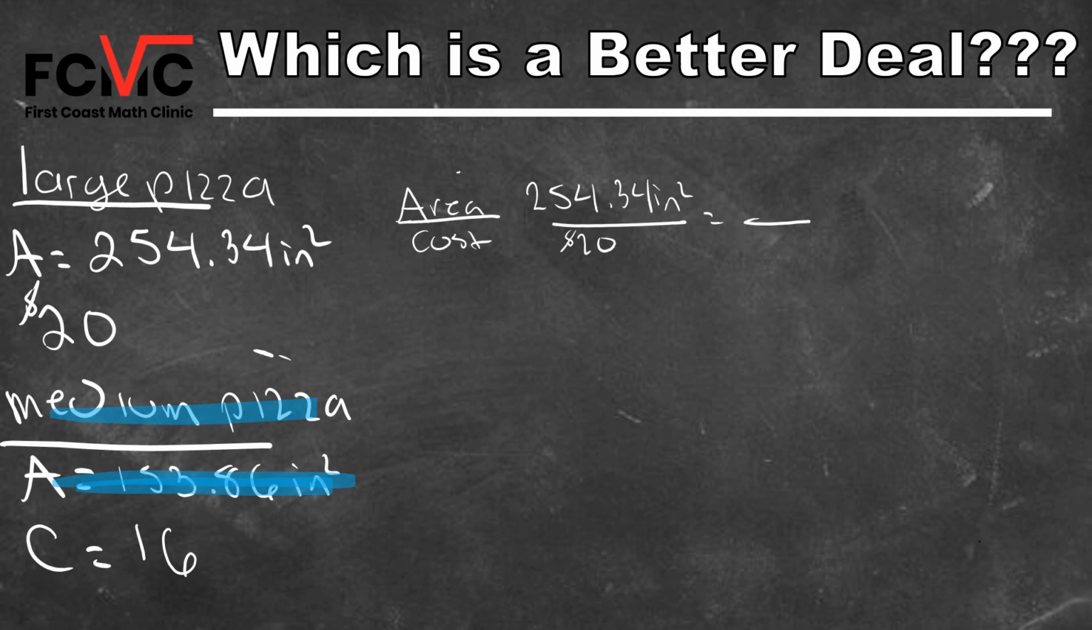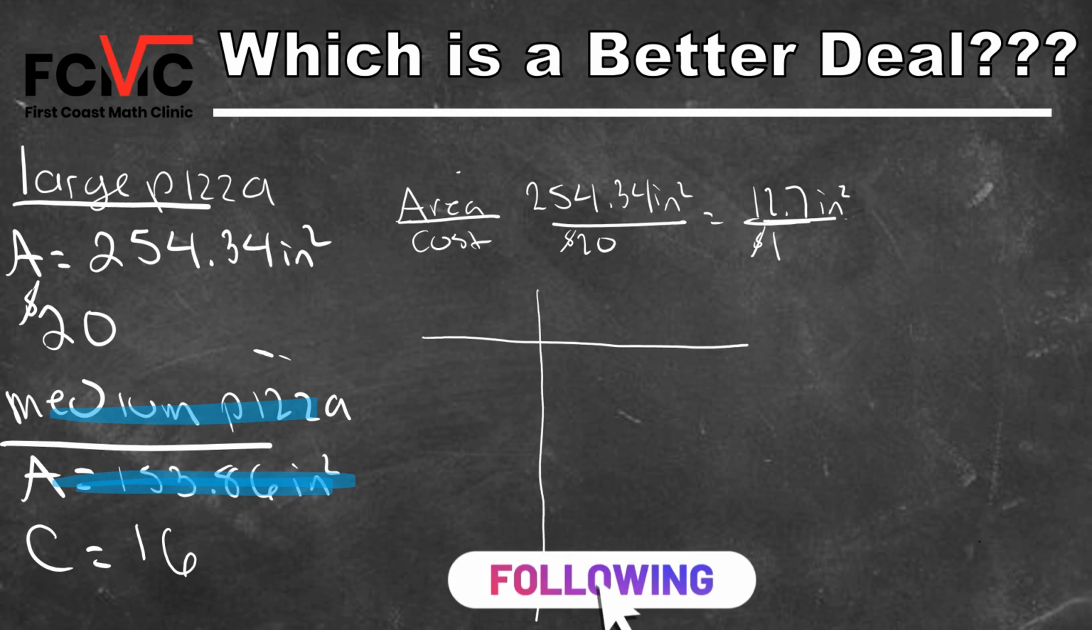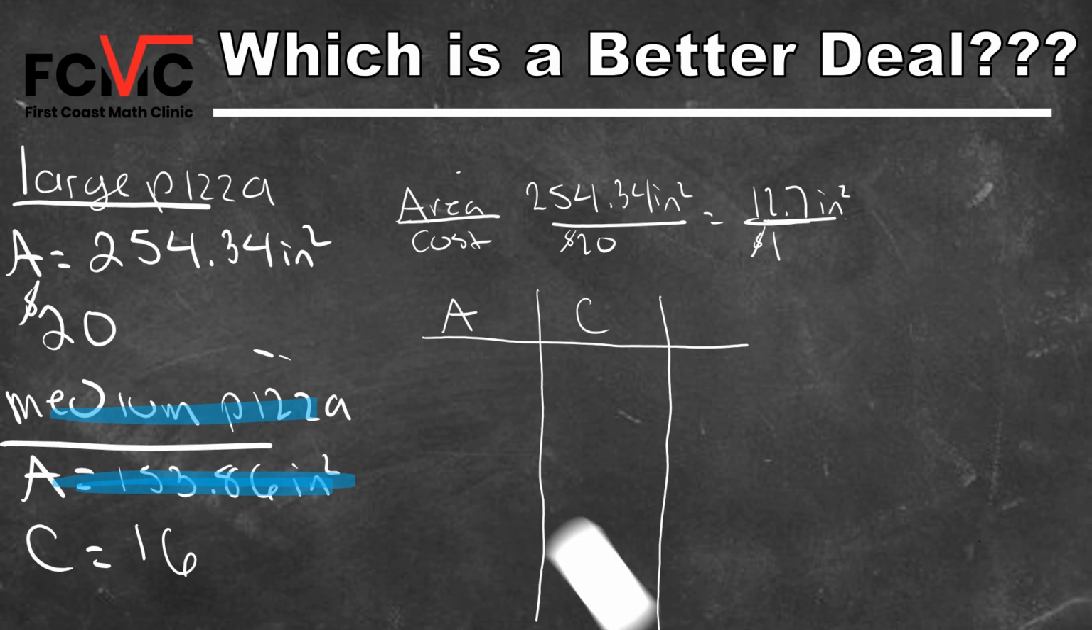So each dollar purchased us 12.7 inches squared worth of pizza for our large pizza. So let's figure out, we know that for our medium pizza, let's create a little table to organize this. We've got our area, we've got our cost, and then we want the ratio of area to cost.